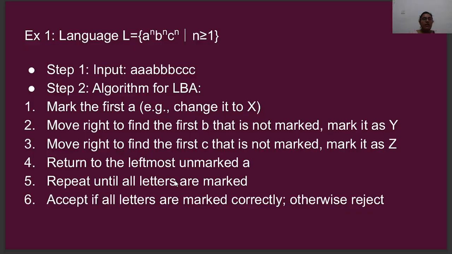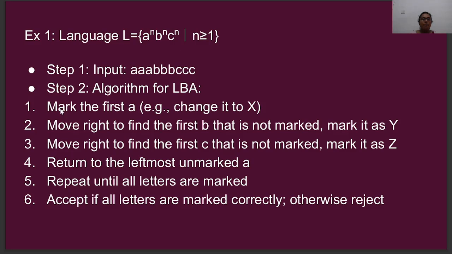Okay, now let's look at this example. This is the standard example: a raised to n, b raised to n, c raised to n, such that n is greater than or equal to 1. How do we remember the input? The input size will be restricted. So the input that we have is a a a b b b c c c. How much is our size? Our size is 3 into 3, 9. The algorithm for the LBA should restrict whatever movements and transitions it does within this 9 input space. Let's see if that is possible.